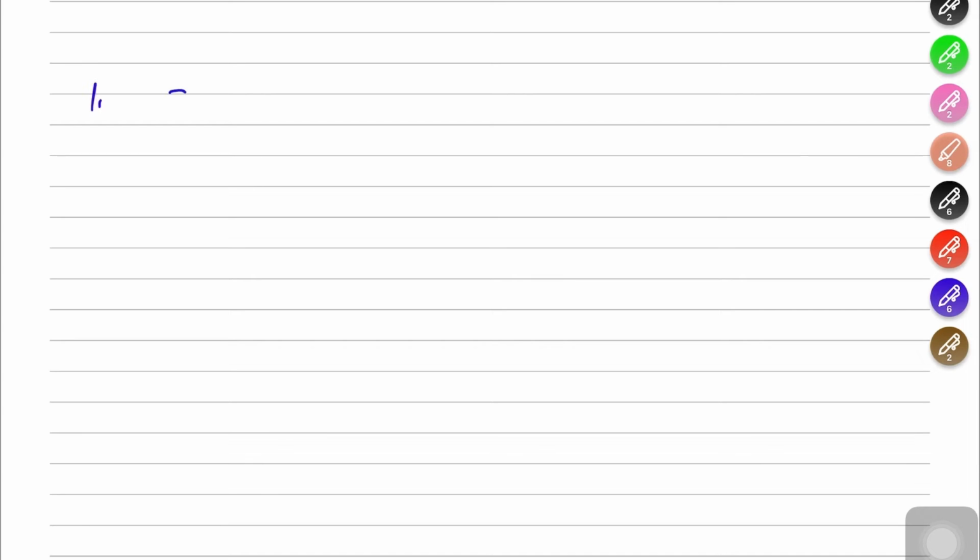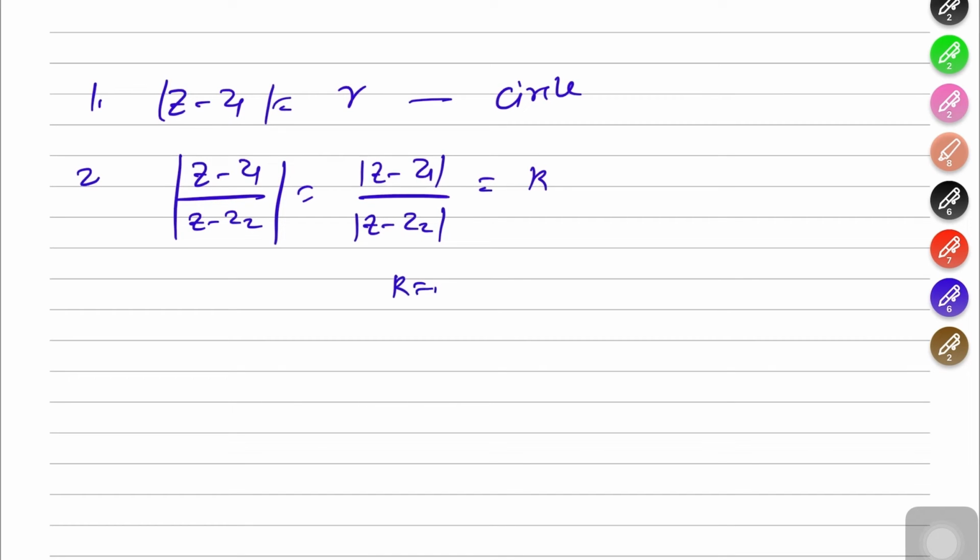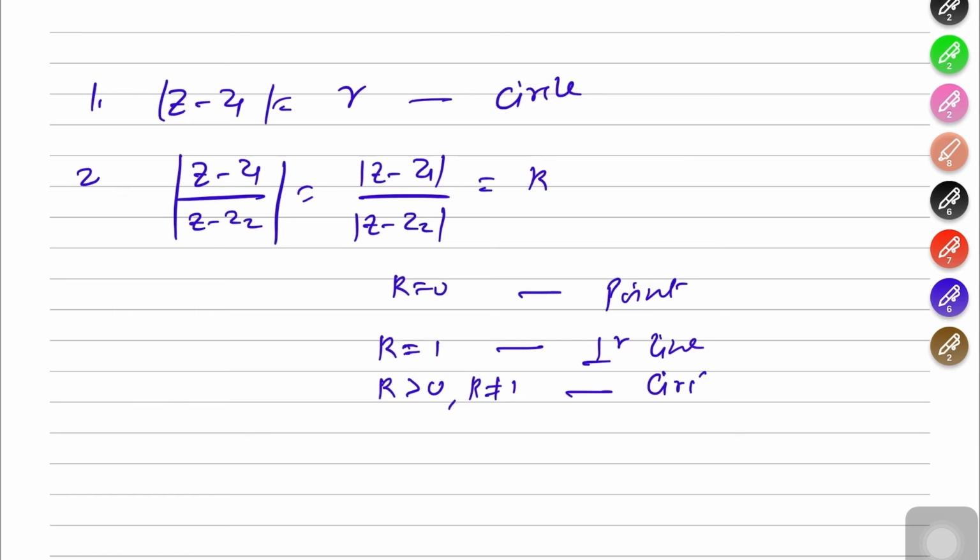Just a last revision. Mod of Z minus Z1 is equal to r represents a circle. Or we can also write mod of Z minus Z1 upon mod of Z minus Z2 is equal to K. If K is 0, they represent a point circle basically. If K is equal to 1, they represent a line, the perpendicular bisector. If K is greater than 0 and not equal to 1, then they represent a circle.